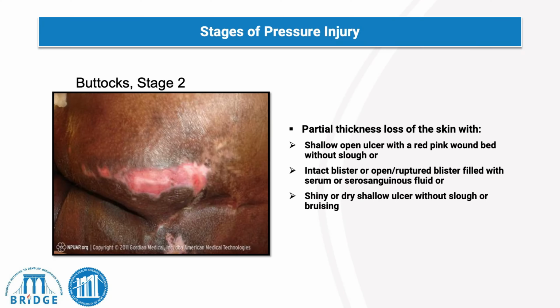This is a picture of a stage 2 buttocks pressure ulcer, pressure injury. It is characterized by partial thickness loss of the skin with a shallow open ulcer with a red-pink wound bed without slough. Stage 2 may also be characterized by an intact blister or an open ruptured blister filled with serum or serosanguinous fluid. And finally, a partial thickness loss of the skin with a shiny or dry shallow ulcer without slough or without bruising.